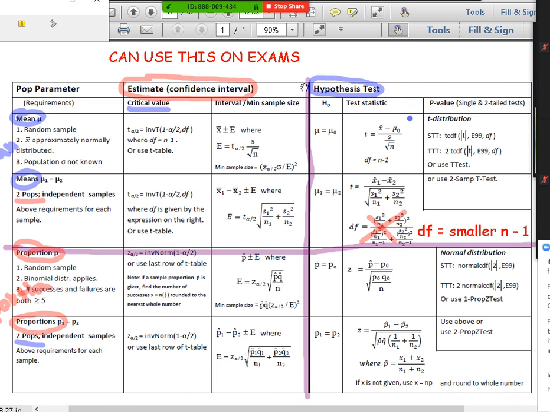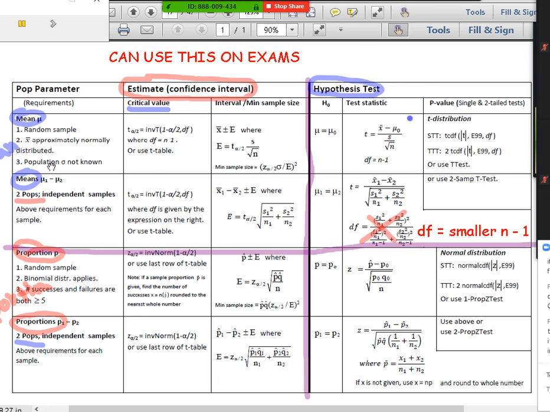And then for hypothesis tests, these are the things you need for hypothesis tests. What your H-naught is, what your test stat is, how to find your p-value, and then also the critical value. The critical value goes for both of them. So the critical value column is for both your confidence interval and your hypothesis test, either one. This part here is only for estimates and confidence intervals, and this part over here is only for hypothesis tests.